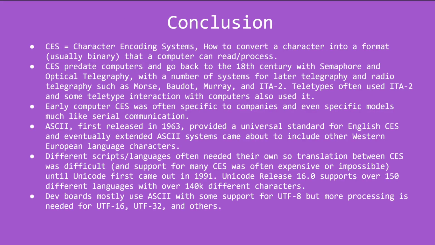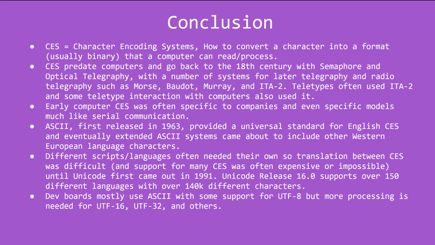Now, just to wrap things up, a CES is a computer encoding or character encoding system, just a way to convert a character into a format that a computer can read and process. Technically, a coding system far predates computers. In the 17th century, we saw visual semaphores, optical telegraphy. Eventually, we saw Morse code, Baudot codes, Murray, ITA2. Teletypes used ITA2, and then teletype interaction with computers. So this is where computers often started, when they had to work with teleprinters.